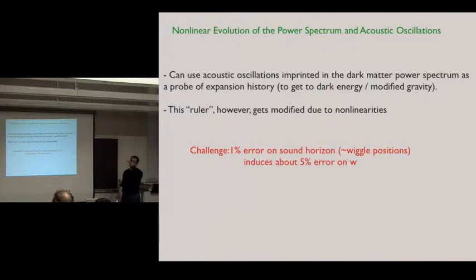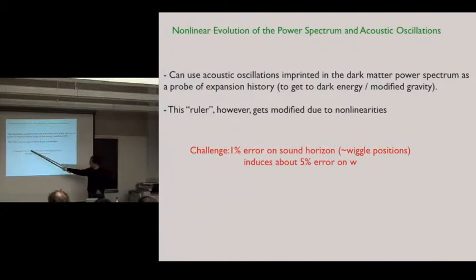You can calculate that scale, the physical scale. You can measure it at an angle, and from that you can get constraints on geometry. So you can use this as a probe of expansion history. From here you can constrain dark energy or modified gravity as an explanation of the acceleration of the universe. However, this scale gets modified by nonlinearities, and the goal is to figure out how much they are modified if you want to use this in precision surveys.